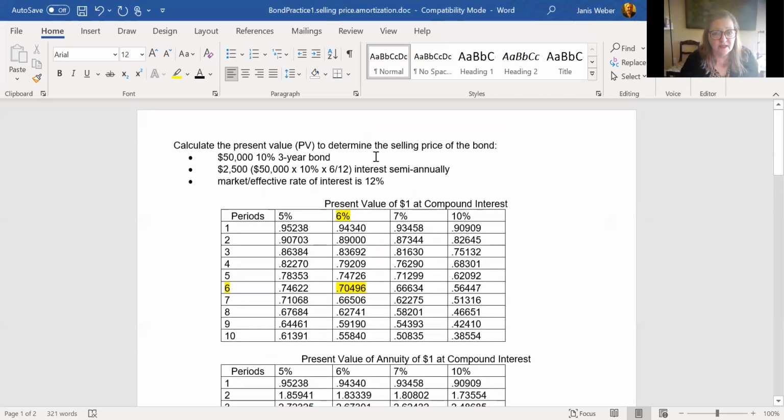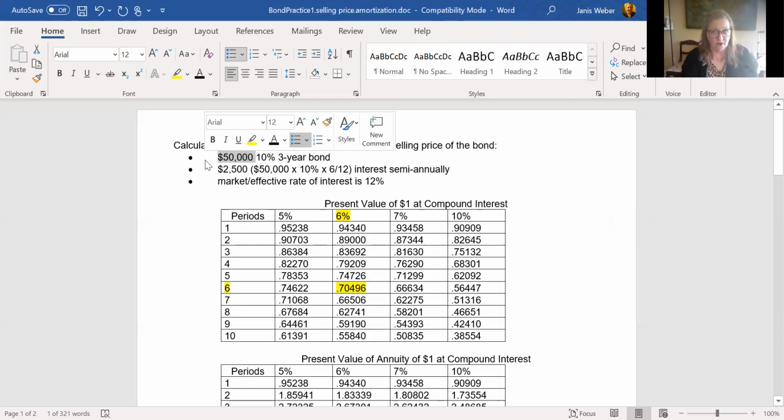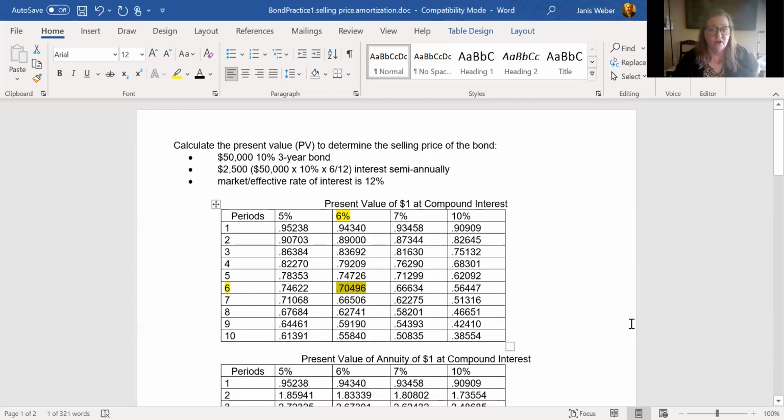I took $50,000 from right here, the face amount of the bond, times this factor I found in the present value table at the intersection of the percentage 6% and the period 6. So it's like you take your finger and go down from 6% and across from 6 periods, and where they intersect, that is the only factor you want on the table.